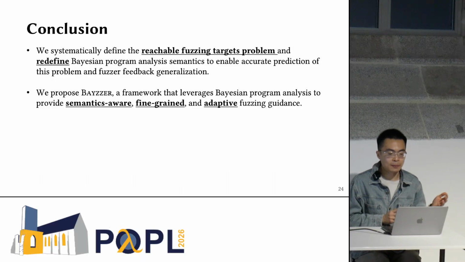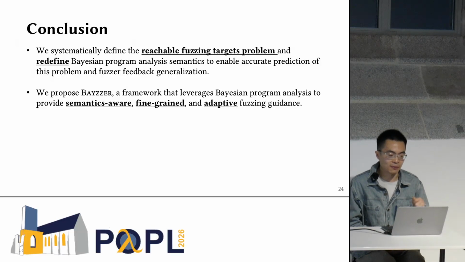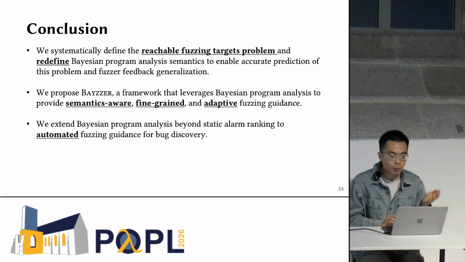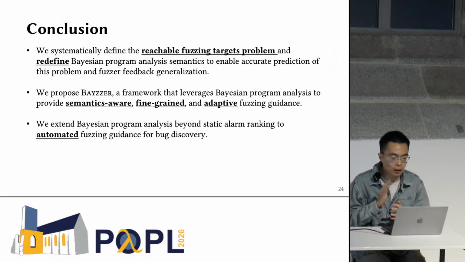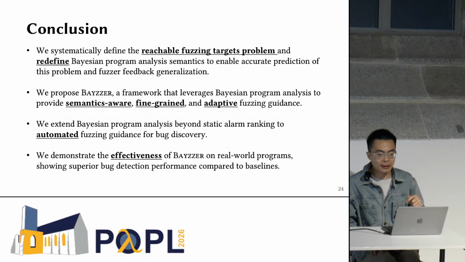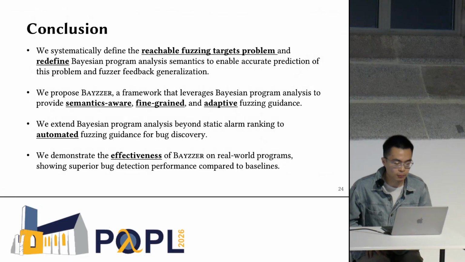Next, we propose Bayesian, a framework that leverages Bayesian program analysis to provide semantic-aware, fine-grained, and adaptive fuzzing guidance. Then, we extend Bayesian program analysis beyond static alarm ranking to automated fuzzing guidance for bug discovery. Last, we demonstrate the effectiveness of Bayesian on real-world programs, showing superior bug detection performance compared to baselines.